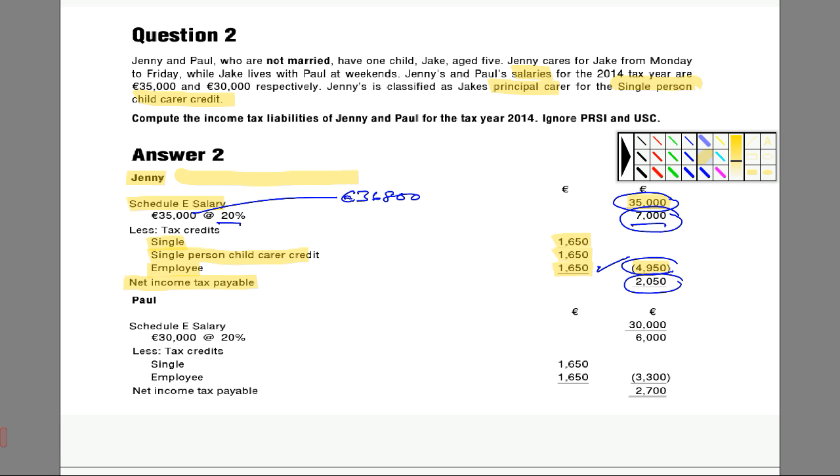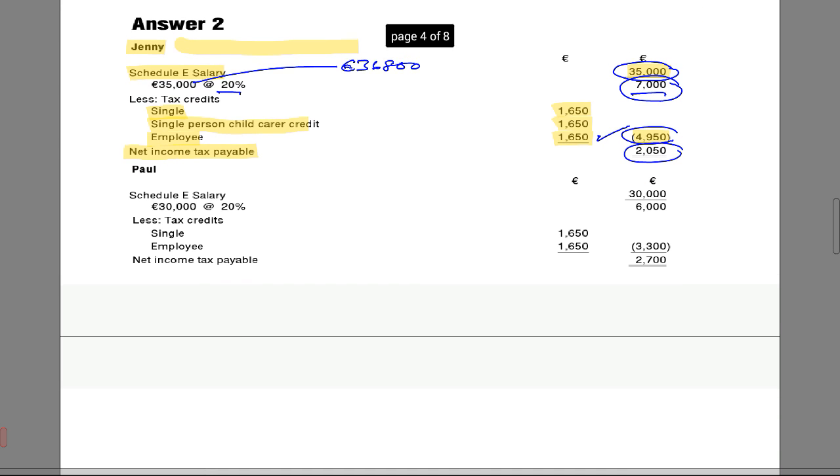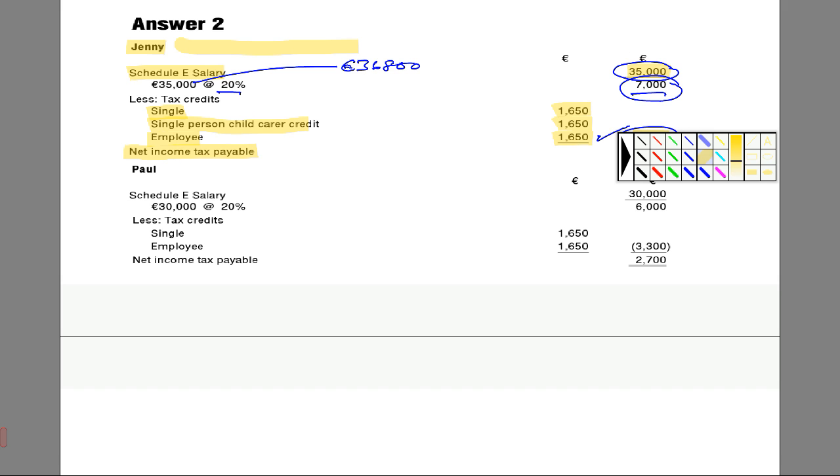What about Paul? Now, his circumstances are slightly different. Albeit for the fact that he has a salary, and that's the only piece of income that he has. We obviously include that. We're going to be taxing him at 20%, but bear in mind that he wouldn't get the increased band. He would just get the normal band, but it's not relevant in his case because of the fact that his salary is only 30,000 anyway. Okay, so 30,000 at 20% gives us the 6K.